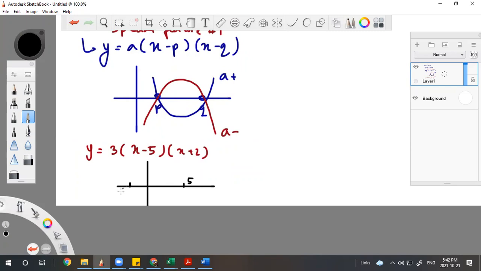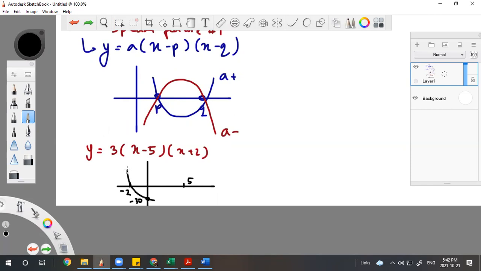Put here, -2, right? And then it is smiling because the a is positive, smiling. But make sure, what is this? This is 0, right? When x equals 0. So when x equals 0, 3 times 0 minus 5 times 0 plus 2. So what is it? -30. Yeah. So put it in detail, -30. So the curve will be like this.